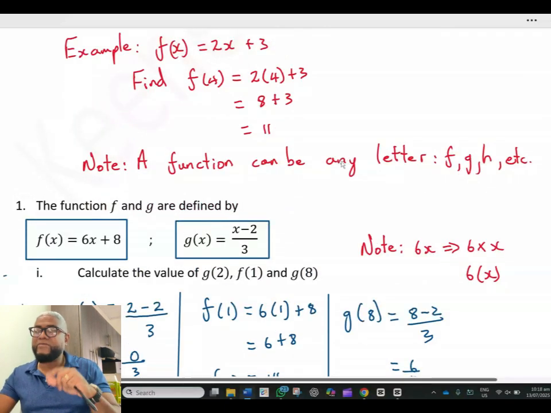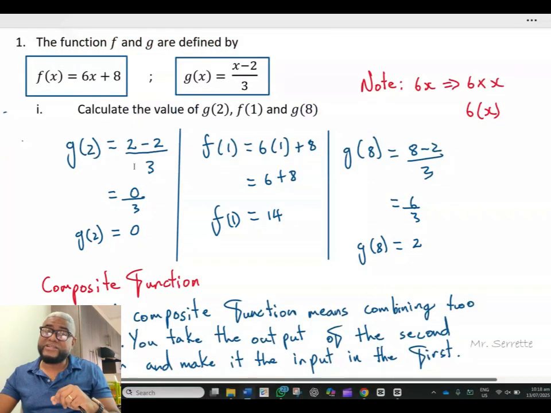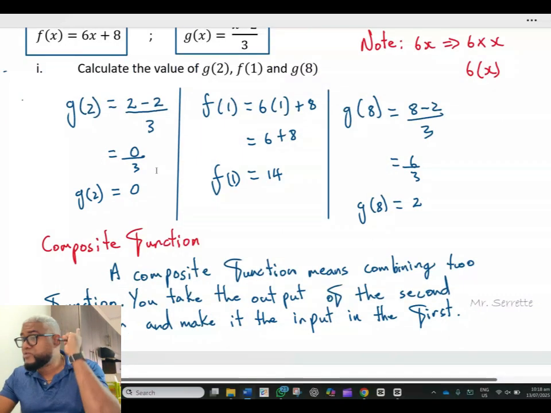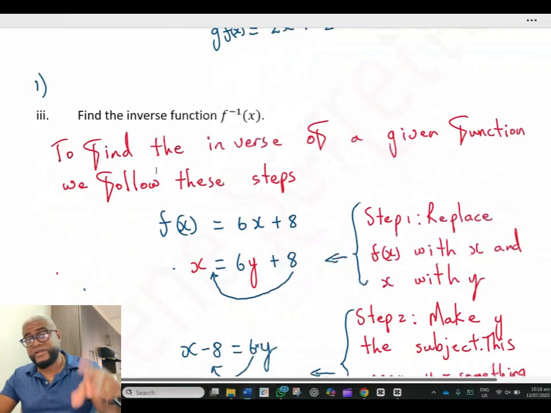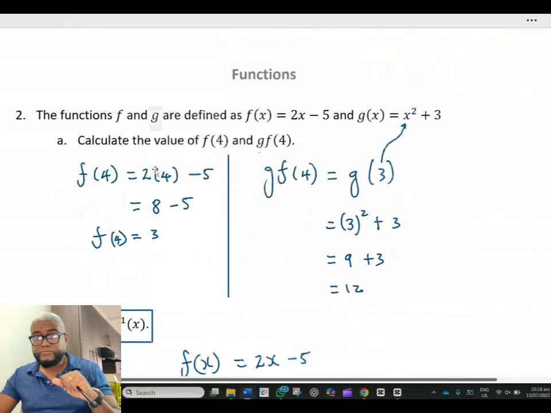A function can be any letter. Now, we have all the easy function questions here, but we already did that last week. I can't go back through all of those things here. Those who did not get a chance to look at the video, please look at it this evening. It has all these workings in detail.